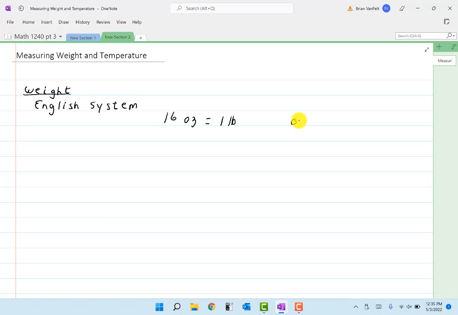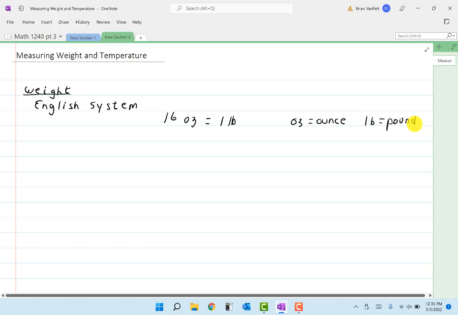So OZ, remember that is ounce, and LB is pound. These are English measurements that you should be familiar with, I'm sure. Everything is measured in terms of pounds. And then we have 1 ton equals 2,000 pounds. So T stands for ton.